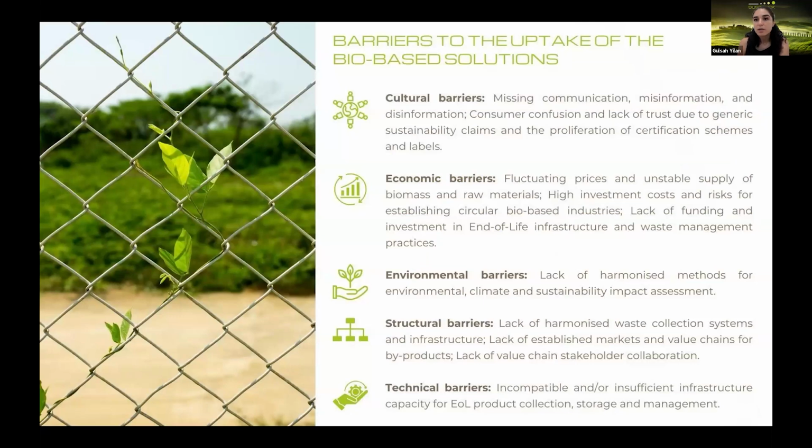And just a quick look at the barriers that we identified specific to the textile sector, but we always see they are overlapping with different sectors as well. And just to give you the idea of the complexity of the problem, we have different clusters such as cultural, economic, environmental, structural, and technical. And to name a couple of them, we see missing communication, misinformation, and disinformation under the cultural cluster is a very prominent barrier. And for example, for economic barriers, fluctuating prices and unstable supply of biomass and raw materials stand out.